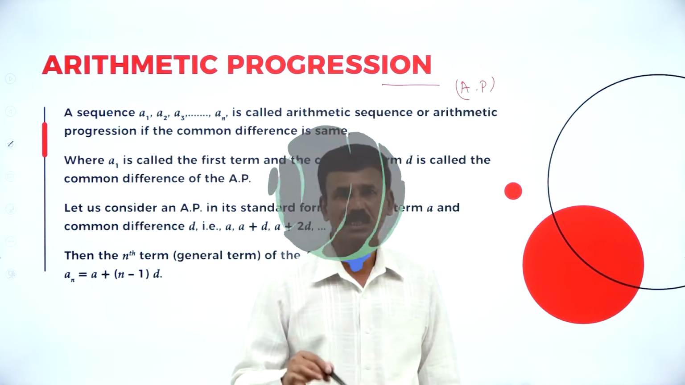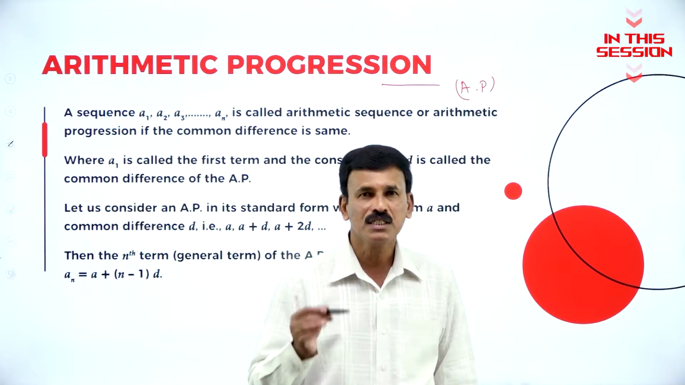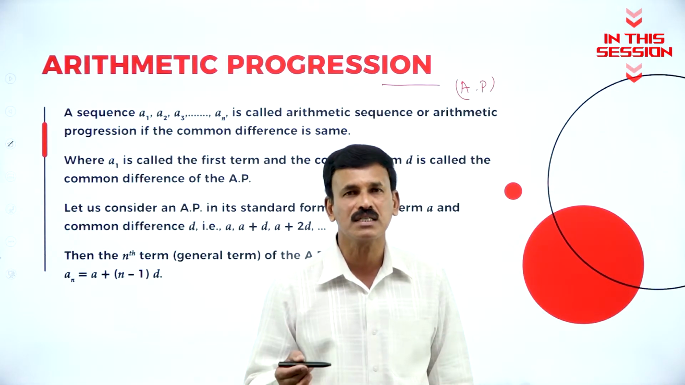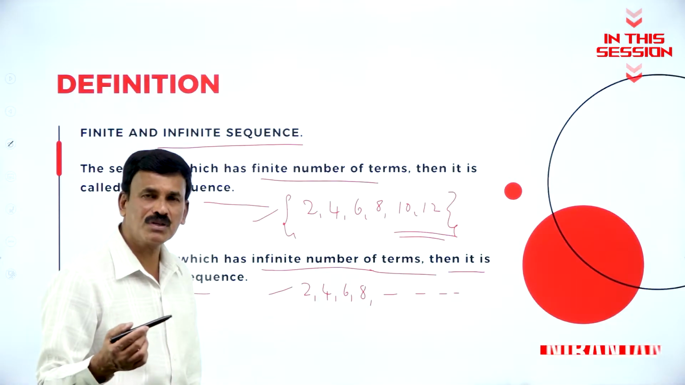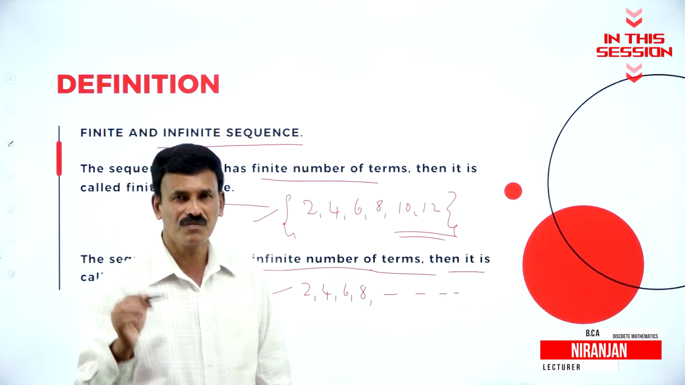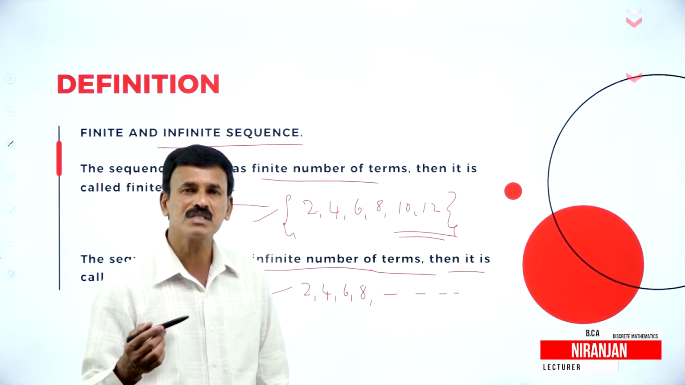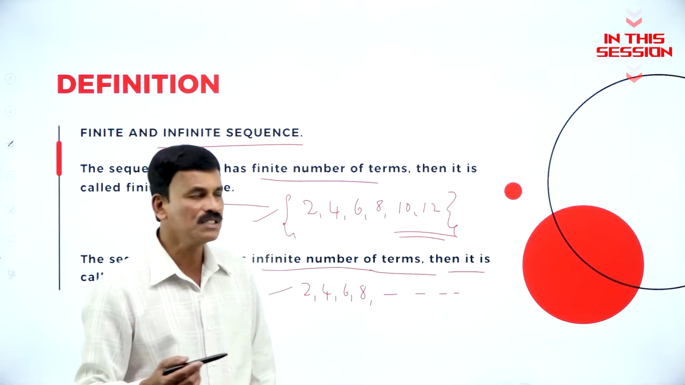If A is the first term and D is the common difference, if the common difference is the same throughout the sequence, then that is called an arithmetical progression. If the number of elements in the sequence is finite, then it is called a finite sequence. If the number of elements in the sequence is infinite, then it is called an infinite sequence.